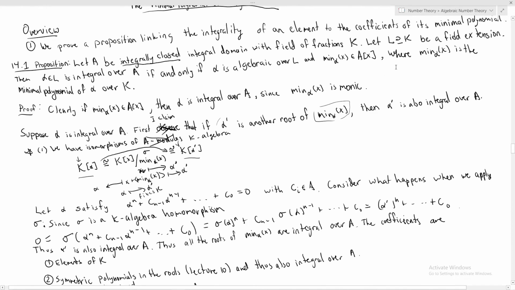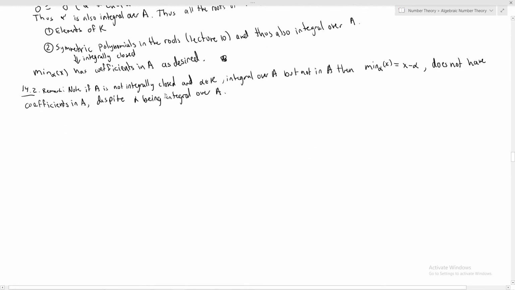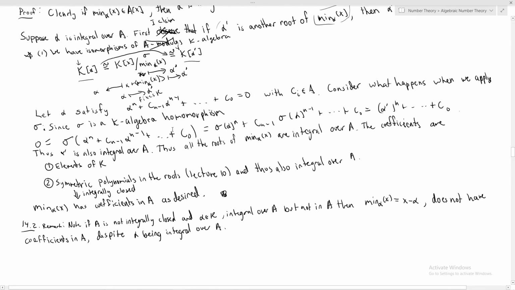The other thing is, when I initially wrote these notes, I just assumed L was finite over K, but I think L doesn't necessarily have to be finite over K. If alpha is integral over A, then it lives in some finite extension, so you can always reduce to that case. Okay, that about wraps this lecture up.